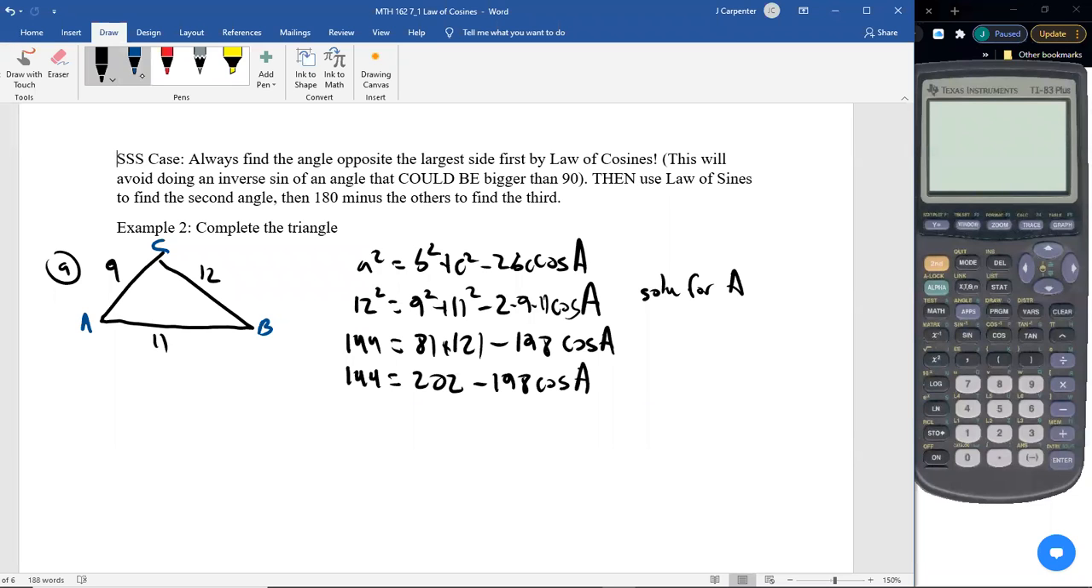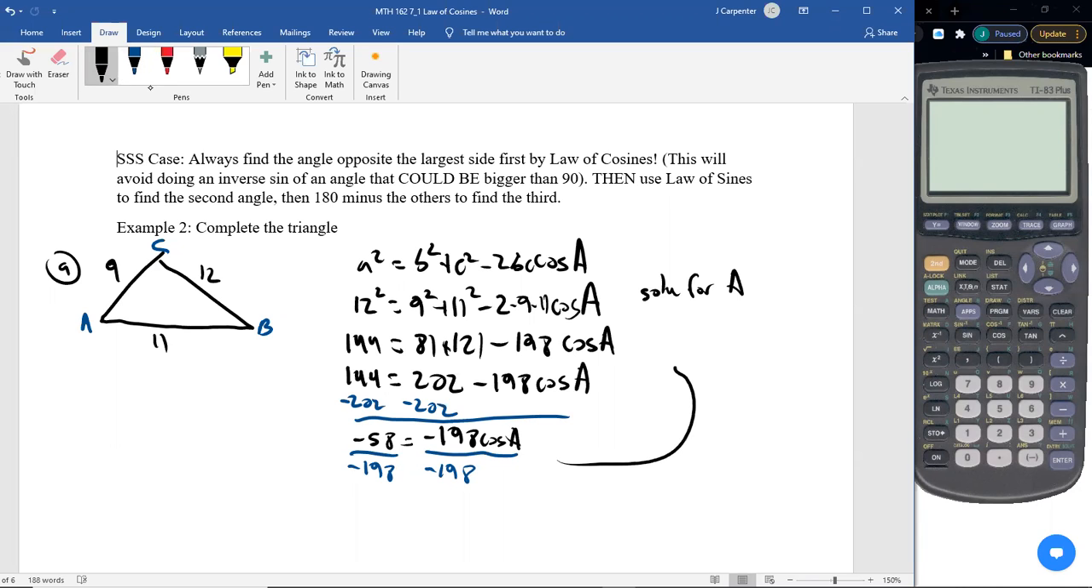So we're going to subtract 202 on both sides, which will give us 144 minus 202, what's that, negative 58. And then that's negative 198 cosine of angle A. We're going to divide both sides by the negative 198. It's a lot more algebraically intense than before, I know, but the negatives will cancel. Let me just go over here for space conservation. I'm not going to worry about reducing that fraction because we know it's going in a calculator. 58 over 198 equals cosine of angle A.